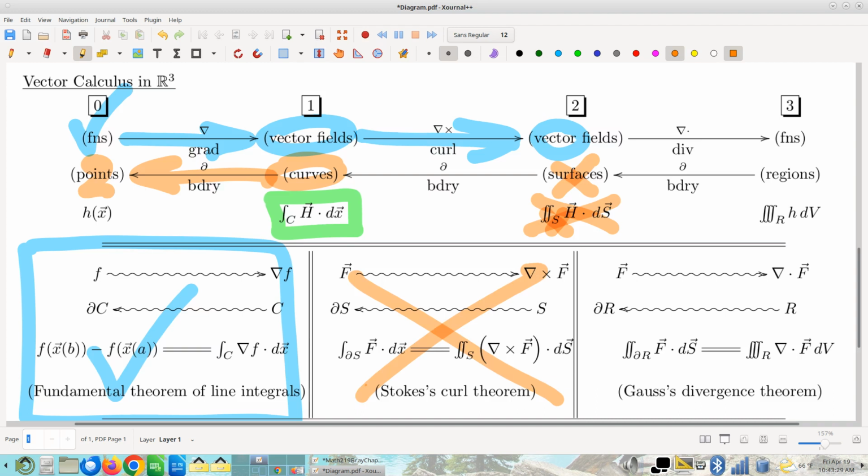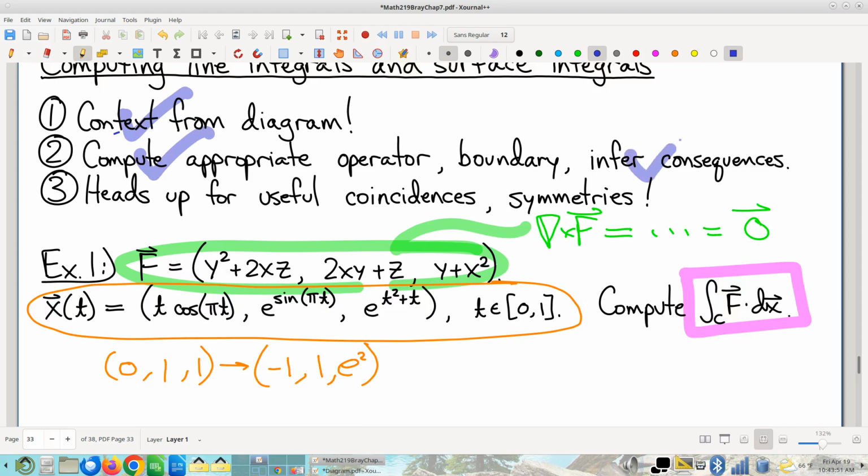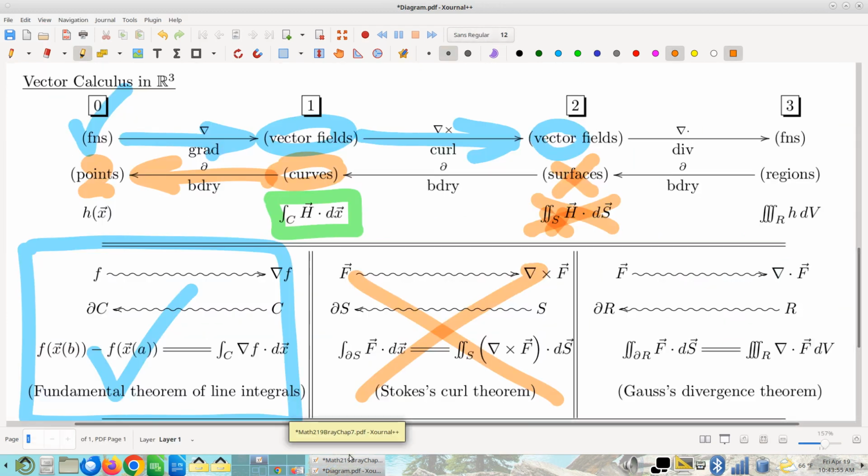All right, is everybody on board? So again, we look back at this question. All I did here is I identified where I was on the diagram. I guess I stopped documenting up here. But I found my context. Oh, I want to be in highlighter mode. I found my context. I computed the appropriate operator and boundary. I've inferred my consequences. And what I see is, definitely don't even talk about Gauss, right? Or any related ideas. Stokes' theorem is not going to work.